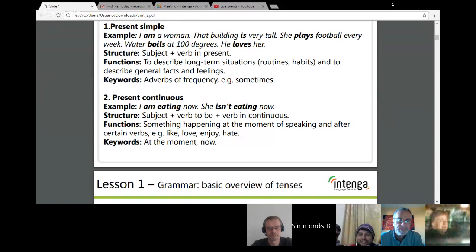Absolutely. The only thing I'd like to do is where it says, for example, like, love, enjoy, and hate, I'm going to write some sentences. So, for example, I like to dance, or I like dancing, is the same meaning, okay? When we use like, love, enjoy, hate, we can use the next verb with the ing, which is what it's saying here, or in the infinitive with to. You're saying that I like to dance is the same as I like dancing. Correct. Okay.